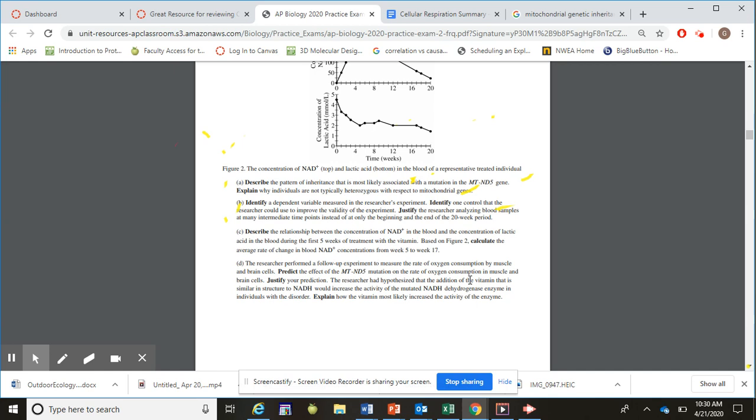But if you're not effectively getting the electrons because your electron carrier is not working, then you're going to have less oxygen consumption. So because your electron transport chain is less efficient, you're going to require less oxygen. And it's less efficient because the electron carrier is not being converted back to NAD+ and H+. Justify your prediction, that's what I just talked about.